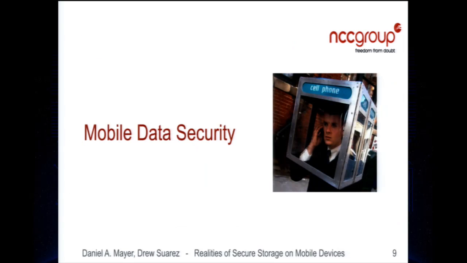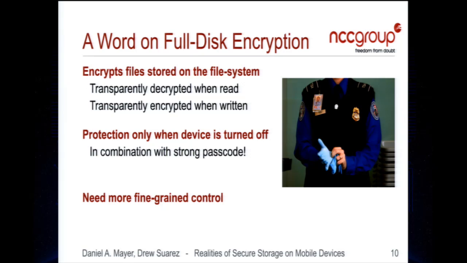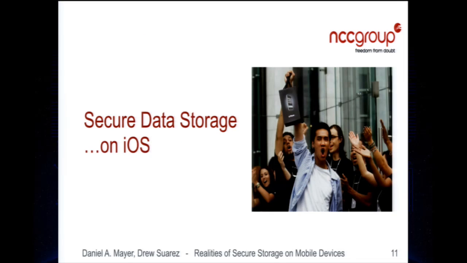So we talk a little bit more in depth now about mobile data security. And a quick word on full disk encryption. Both of these models transparently decrypt the data when it's needed for reading, and will transparently encrypt the data for writing when it's done. And really, when we talk about full disk encryption, the protection is when the device is off and the key is no longer resident in memory. Or as Daniel will talk about a little more on iOS, there's some more flexibility here, but we need more fine-grained control than this. And so I'll let Daniel introduce those concepts for iOS here.